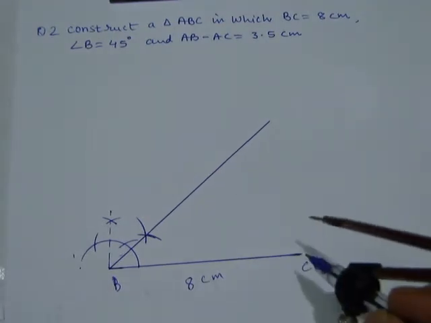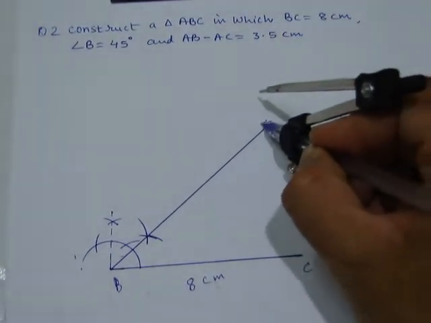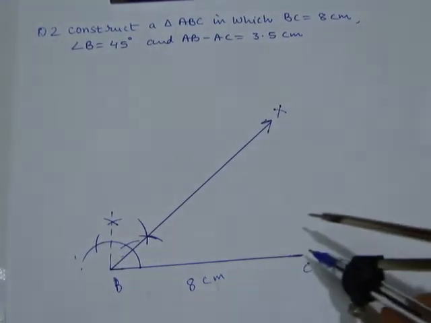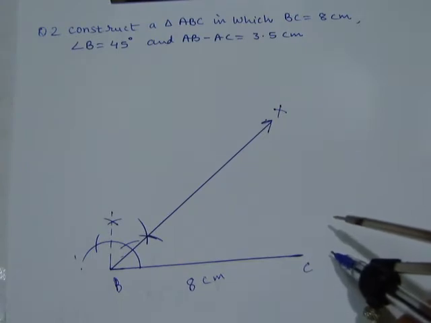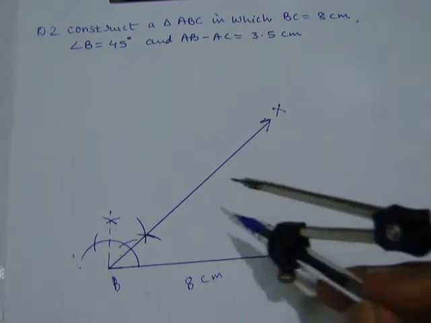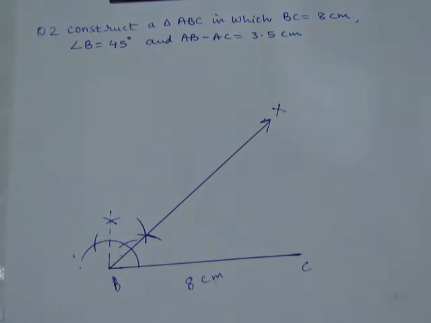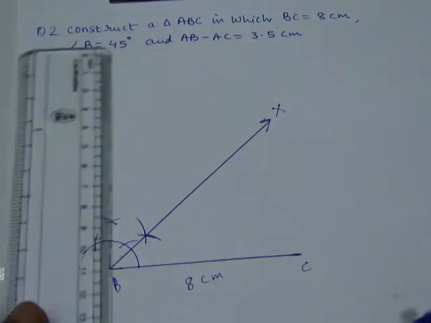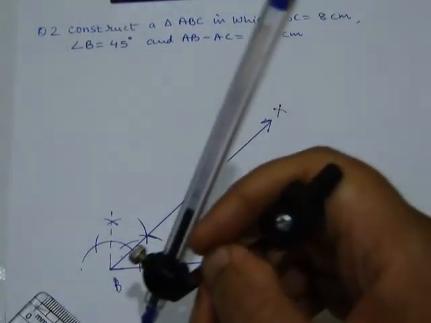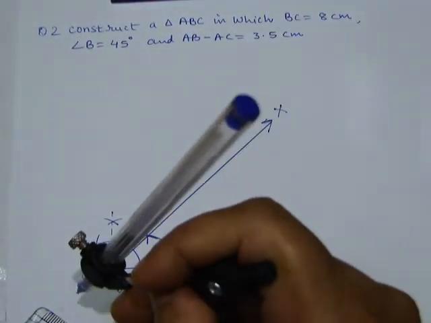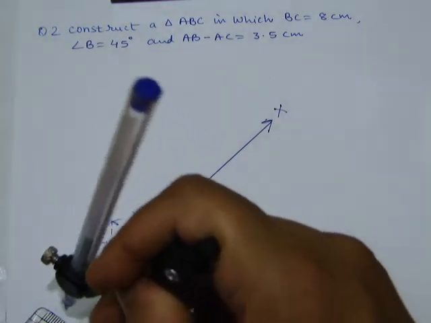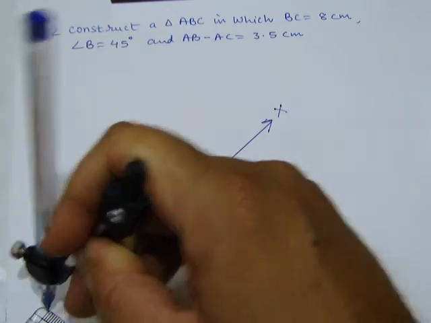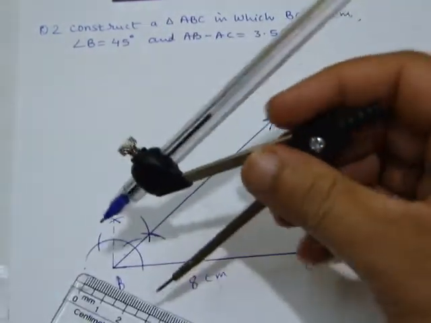Let us name this ray as X. So we can say that XBC is a 45 degree angle. Now along this BX we will cut off 3.5 centimeter because the difference of the two sides is 3.5 centimeter. So we will take 3.5 centimeter radius. Now this is 3.5 centimeter. You can see.